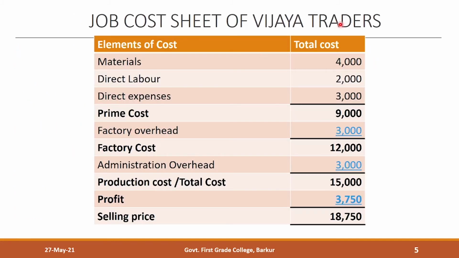So you can see I have prepared the job cost sheet here. The material cost is given, direct labor is given, direct expenses. Total prime cost we have already arrived at. Now it is time for us to arrive at the factory overhead. How to arrive at the factory overhead?